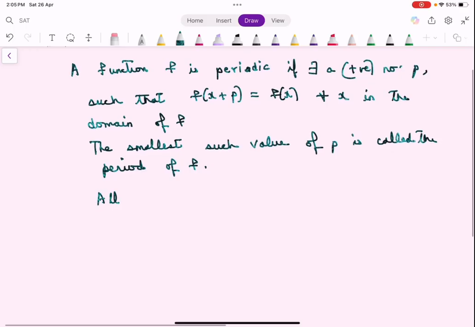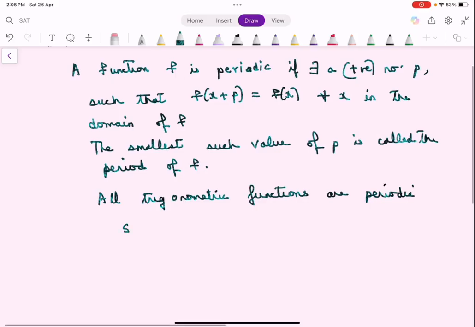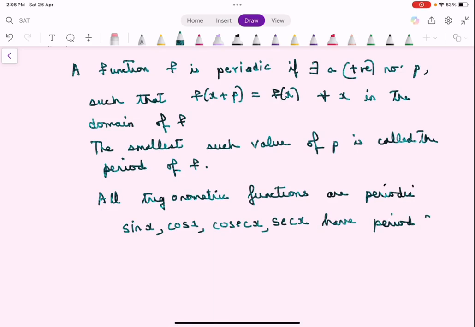Now all trigonometric functions are periodic. What do we mean by trigonometric functions? They are sin x, cos x, cosec x, sec x. These have period 2 pi, and tan x and cot x have period pi.